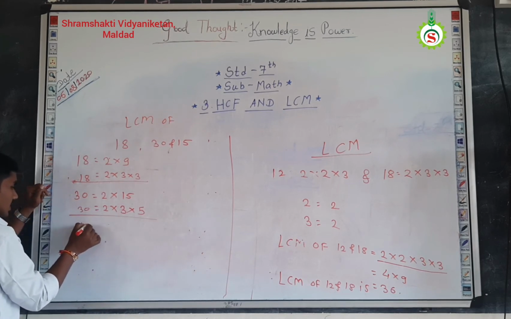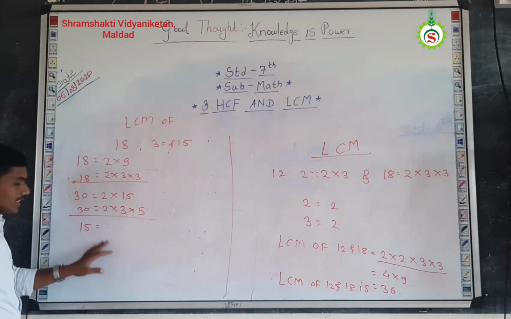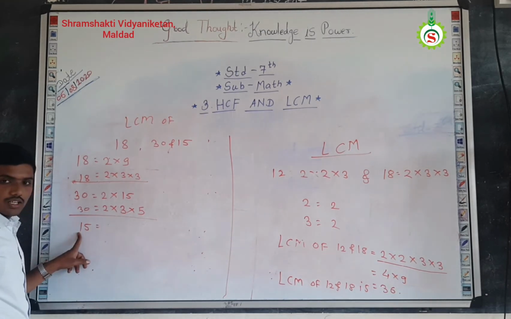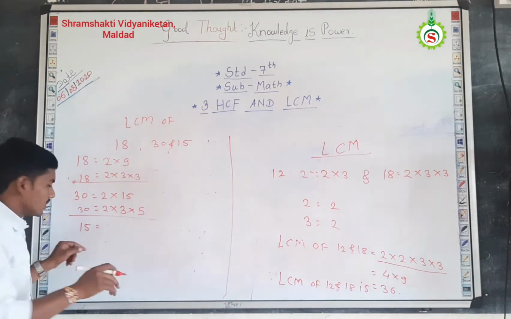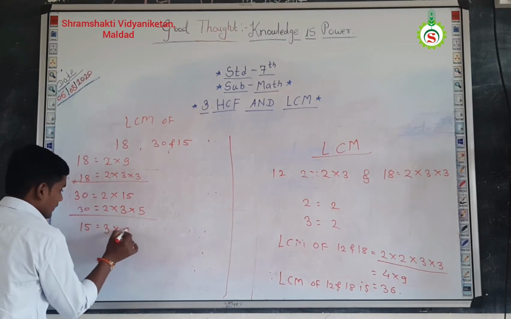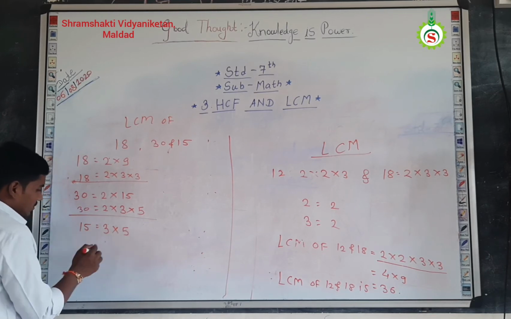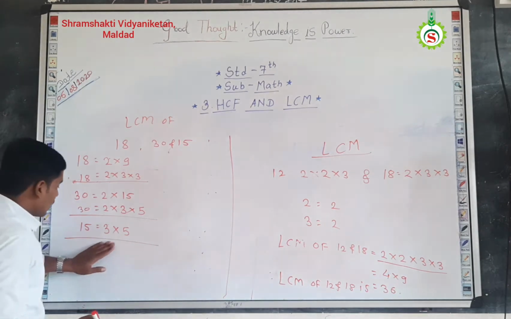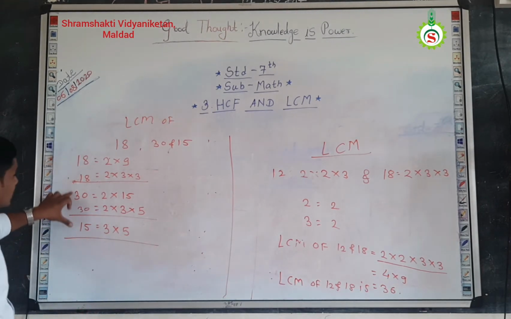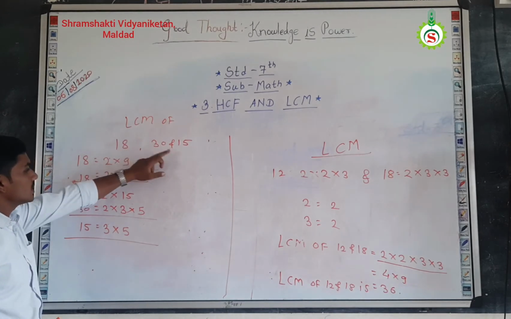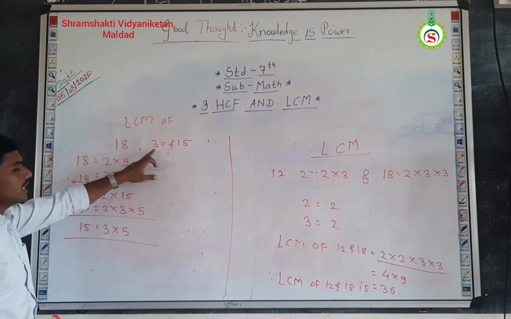Now here I will take the factors of 15. 2 cannot divide 15. The smallest number which can divide 15 is 3. So 3 5s are 15. So the factors of 15 are 3 and 5. Now I have taken the factors of all the given numbers. How many numbers are given? 3 numbers: 1, 2, 3. I have to find the LCM of these.